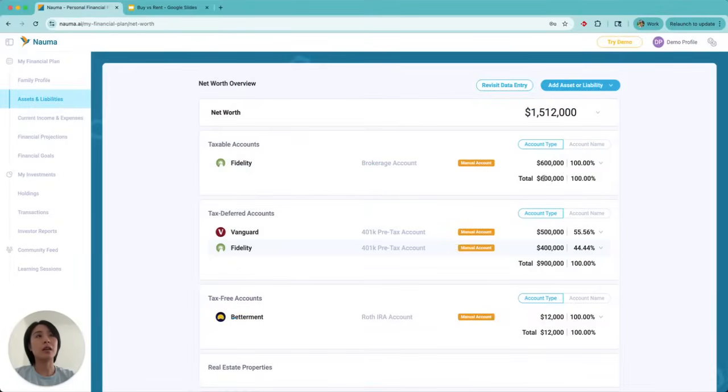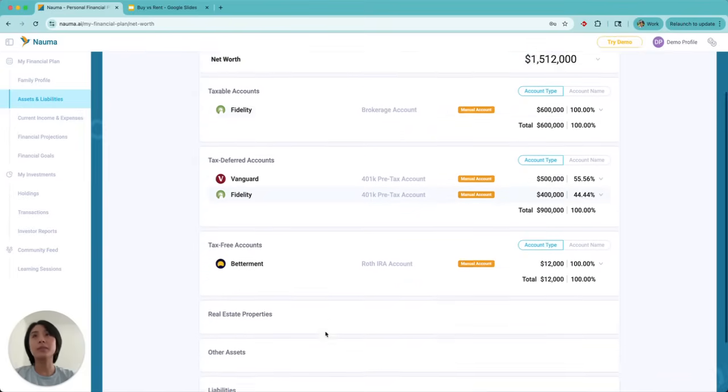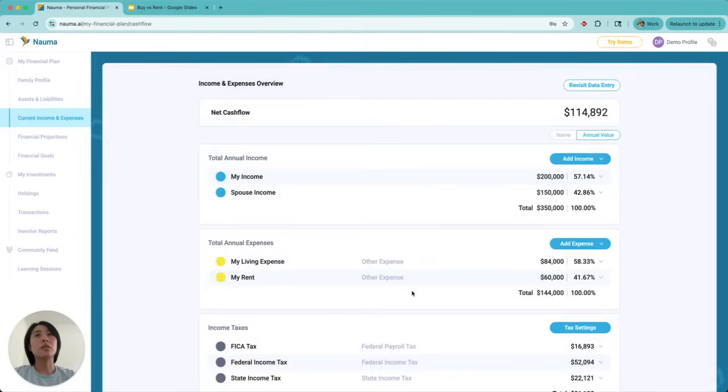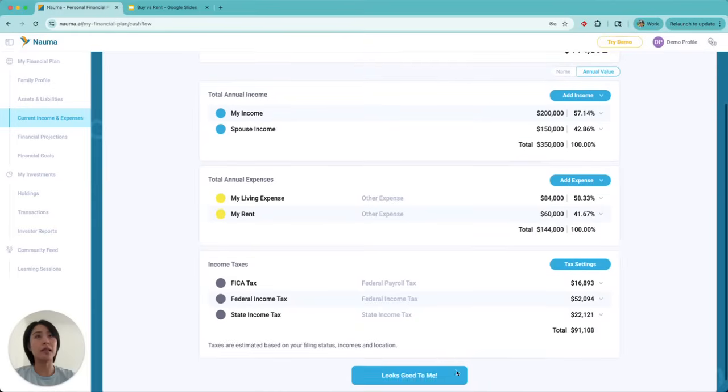In the taxable account, there's $600,000 that can be used for, say, a down payment. They also have a retirement account and some tax-free accounts. They don't have any real estate or liabilities at this moment. In terms of income, they both work. The pre-tax income is $350,000, and they have a healthy net cash flow after expenses and income taxes.